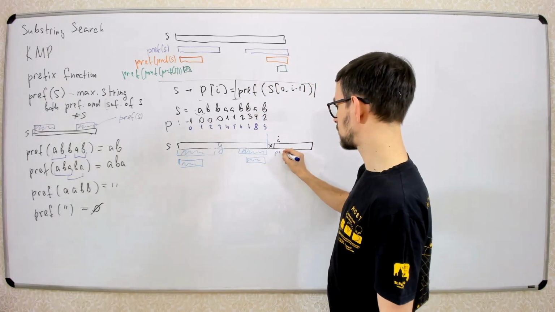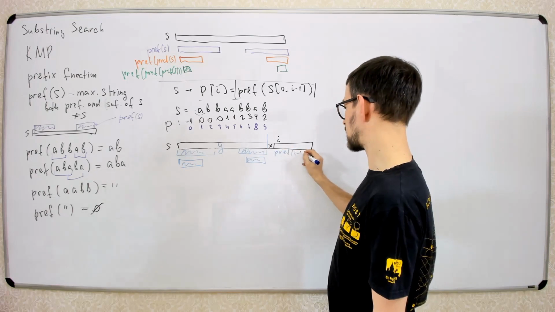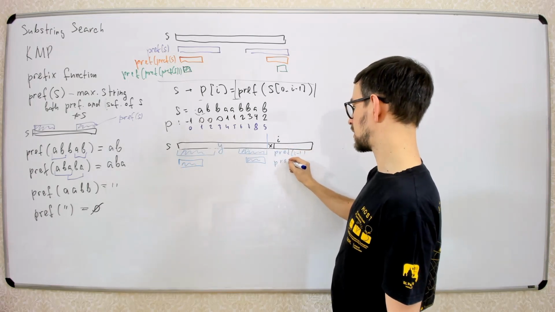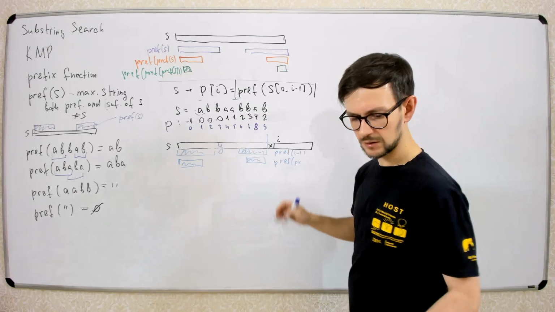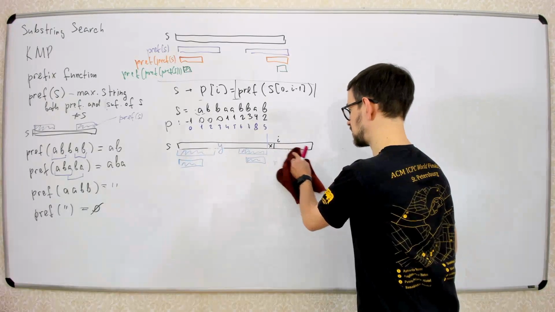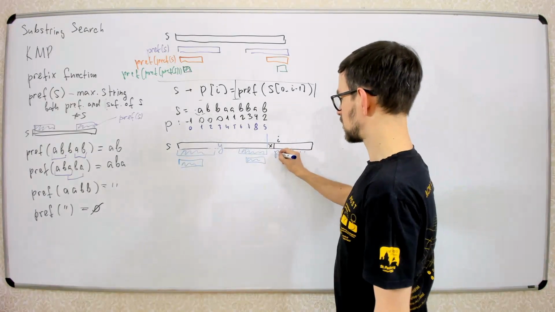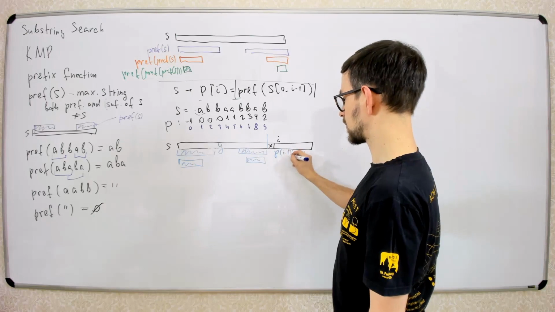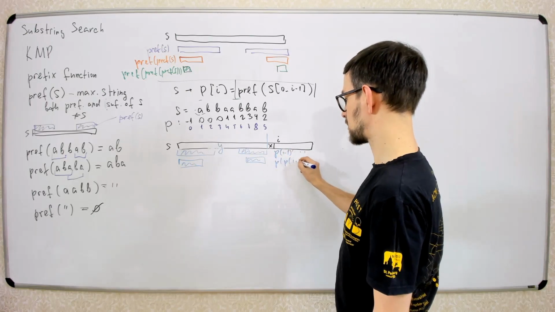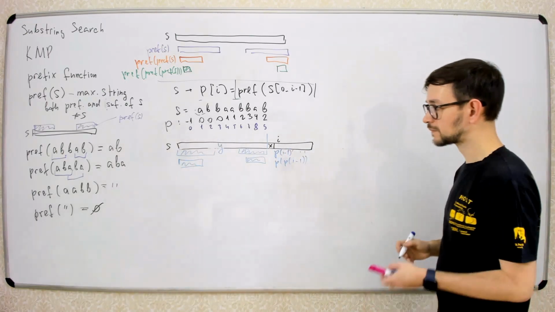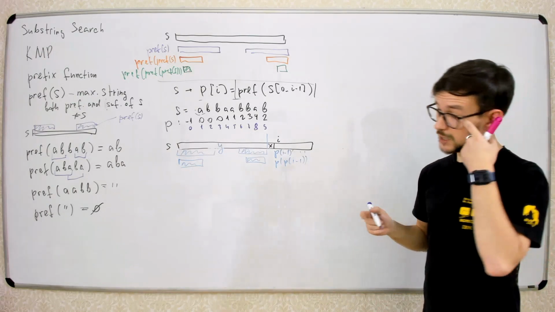So this string will be pref of I minus 1. This string will be pref of pref. Let's just use p. So this will have p of I minus 1. This will be p of I minus 1. Let's take the next string and check this character.